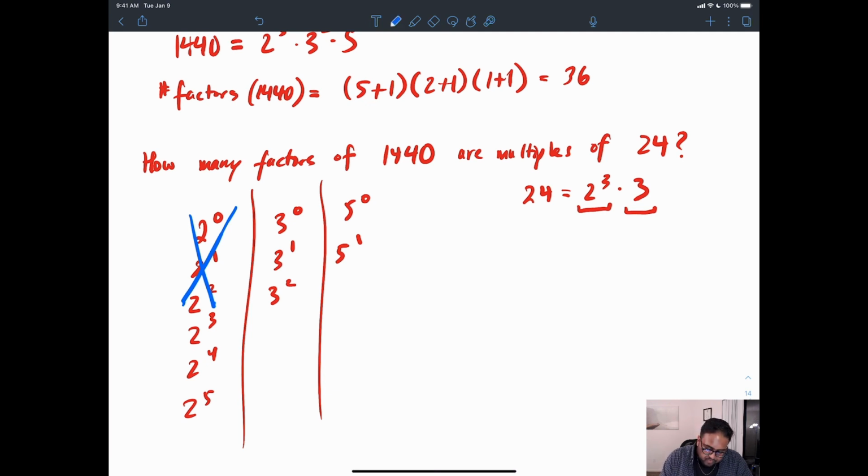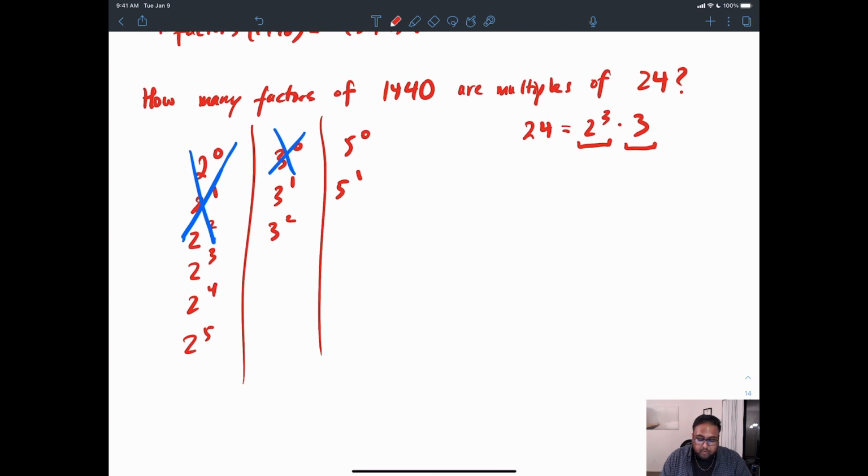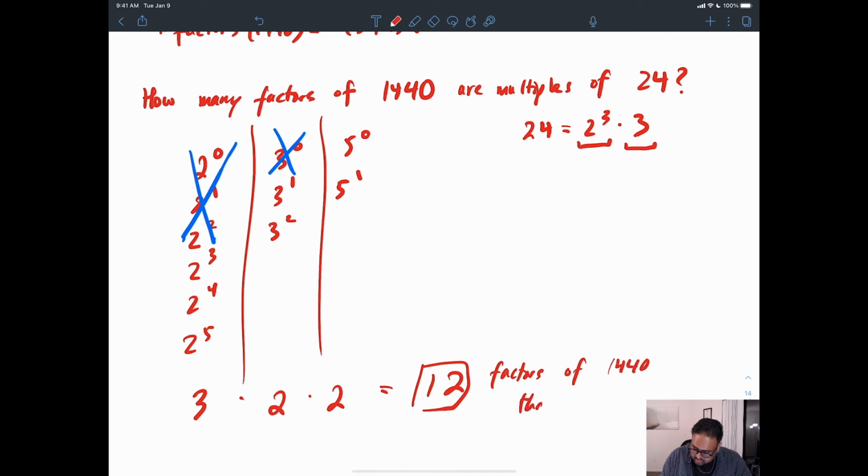At the same time, 3 to the 0 is no longer an option. Right? Because if it doesn't have a factor of 3 in it, it's not going to be a multiple of 24. So you can think of this added condition, that our factors have to be multiples of 24, as restricting the number of options at each stage. So now the number of factors of 1440 that are multiples of 24, well, I still have 3 options here. I still have 2 options here, and I still have 2 options here. And so I'm left with 12. So 12 is the number of factors of 1440 that are multiples of 24.